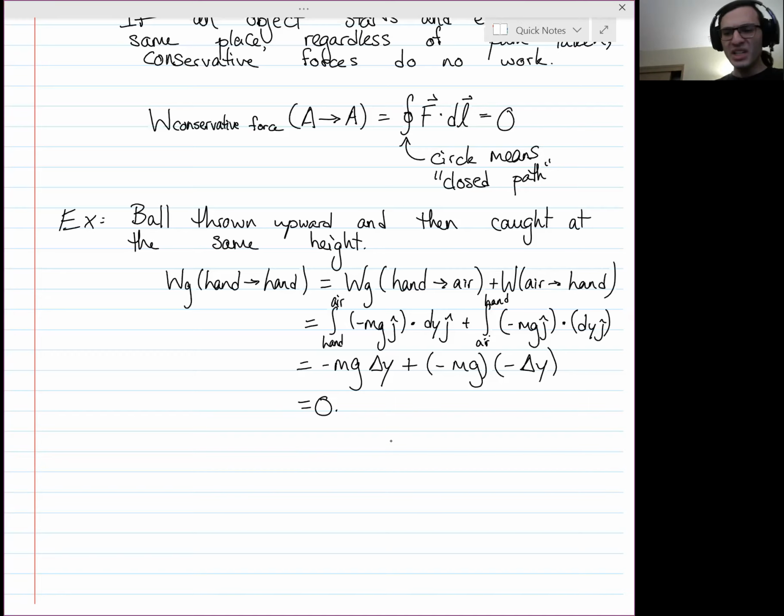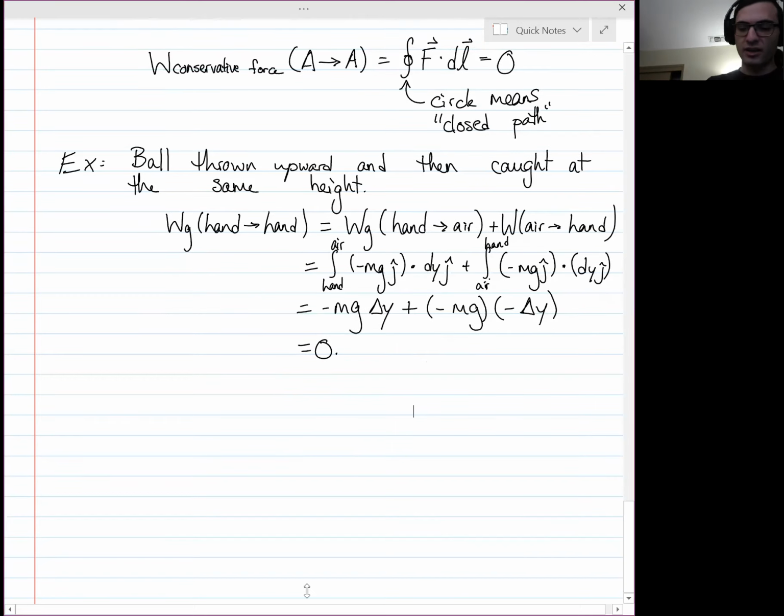I'm going to give another example of a conservative force. The elastic force is conservative. Remember, the elastic force is the force due to springs.